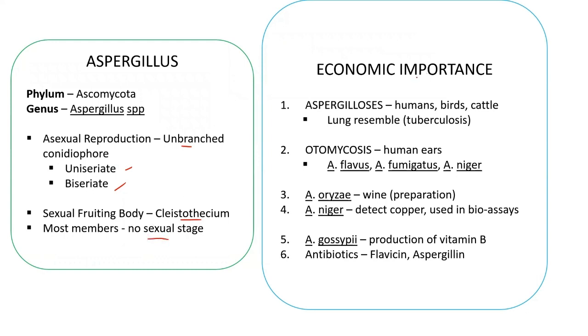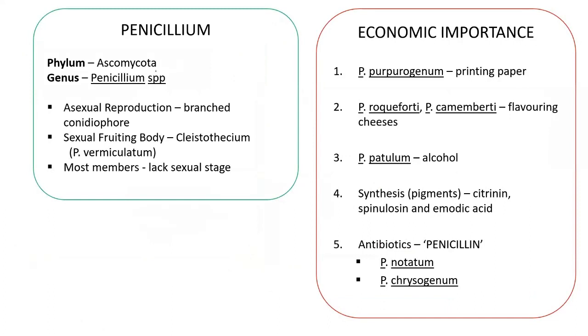You should know the economic importance of Aspergillus, like it causes a disease called aspergillosis. What is that disease? Otomycosis it causes in humans. Apart from this, Aspergillus oryzae is used for wine production. Aspergillus niger is used for biosis or for the detection of copper. Then Aspergillus gossypii is used for the production of vitamin B. Antibiotics like flavicin and spergillin are extracted. So these are the economic importance you should know.